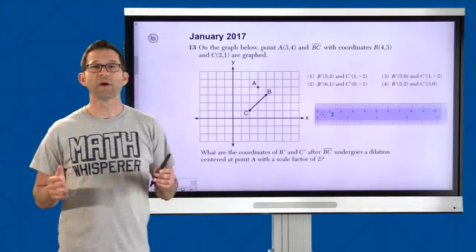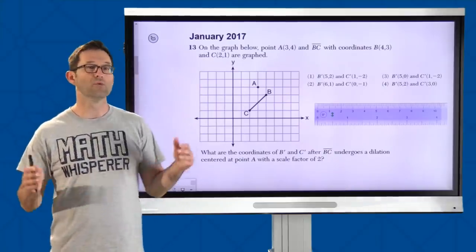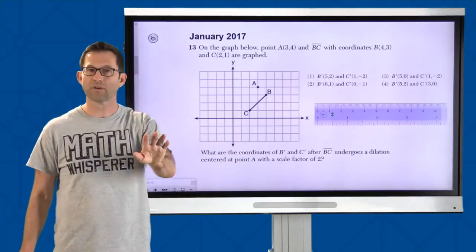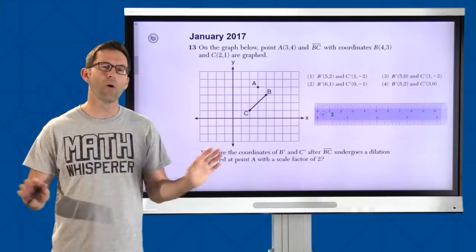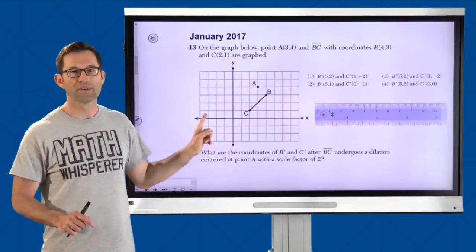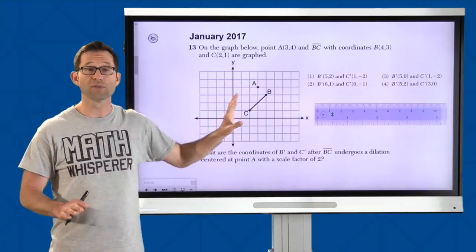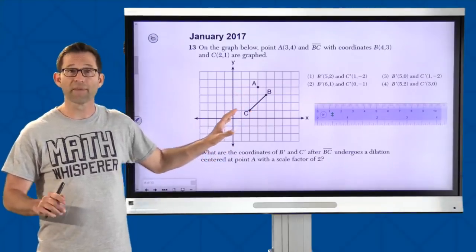So this is where it's very, very important that you didn't just do dilations centered at the origin. It used to be, and I'm sure your teachers didn't do this with you, that all we ever did was dilate points with a center at the origin using graph paper. Now we should be able to dilate them using any random point. Now think about this for a second.